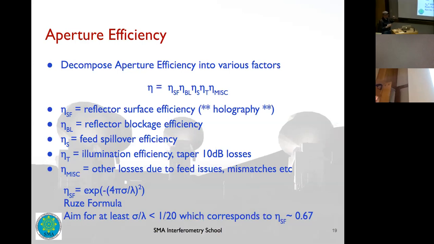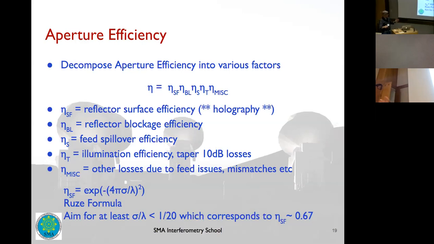Then there are things like illumination efficiency. What you actually have is a horn antenna illuminating the primary surface. But you don't want the illumination to go all the way to the edge and provide a very sharp discontinuity there, because that can cause a lot of side lobes. So you provide a taper to the illumination by designing the horn so that there's a taper all the way to the edge, and you don't illuminate the edge at 100%.